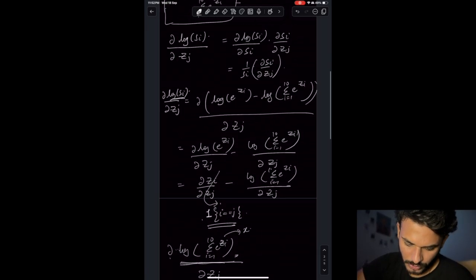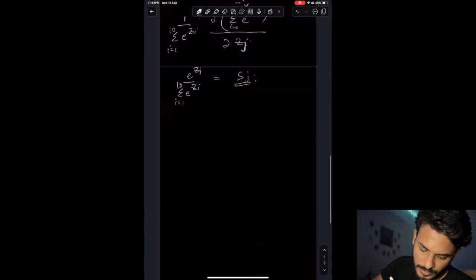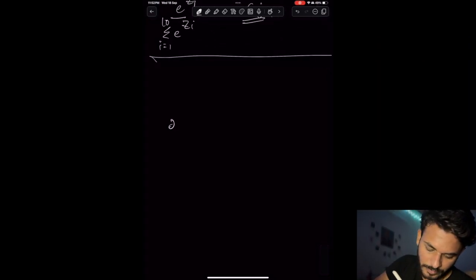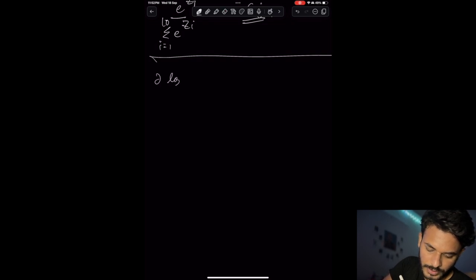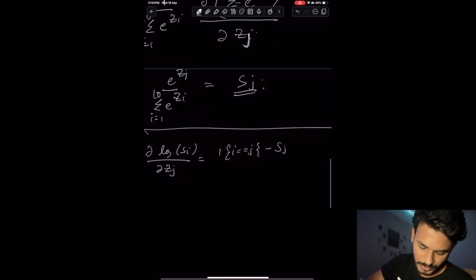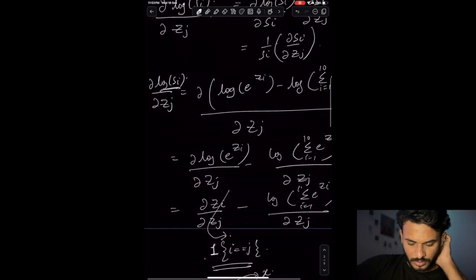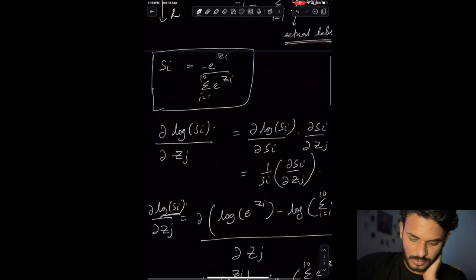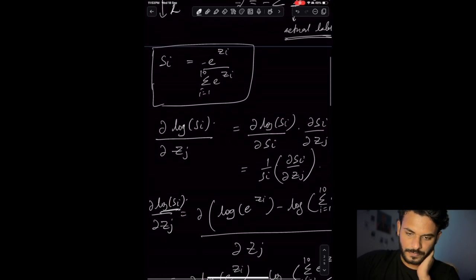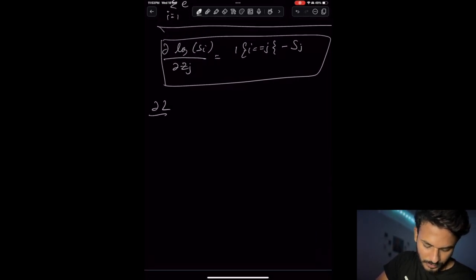Clear? So now if we see this entire term, del of log of si with respect to zj turns out to be 1 if i is exactly equal to j, minus sj. Cool. Now this is one conclusion we have come to. Now what we had to calculate was, where is the loss? Yeah, we had to calculate the loss differentiation, right? So we had to calculate del of L with respect to del of zz.